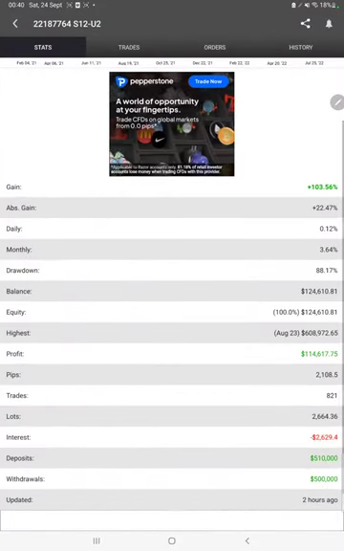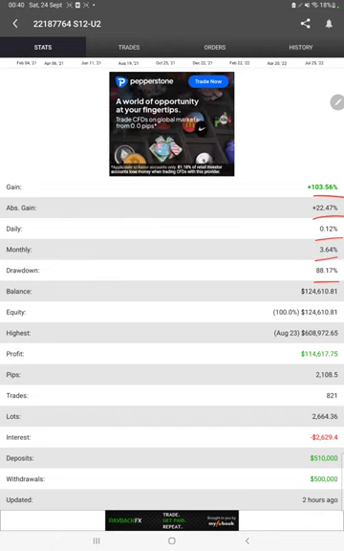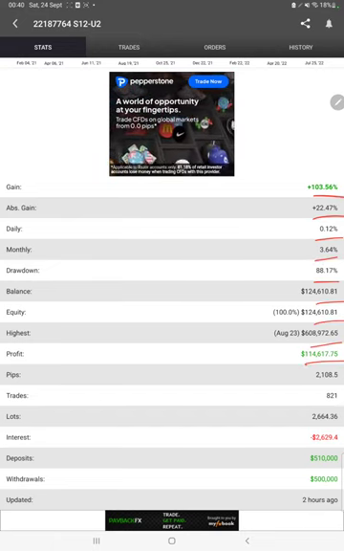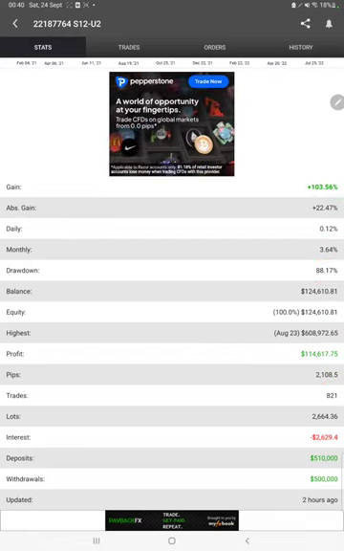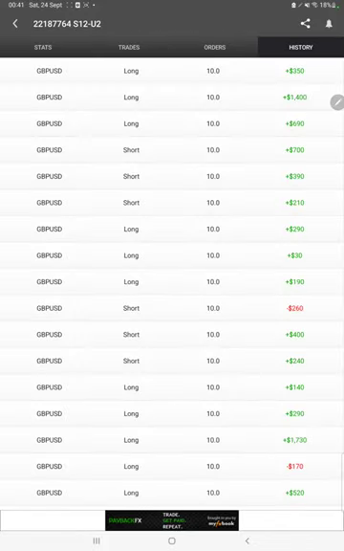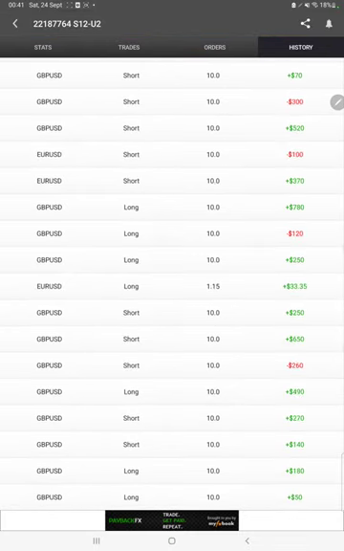Also, the FXBook statistics are available, so we can check total percentage of gain, absolute gain, daily return, monthly return, drawdown, current balance, equity, profit pips that we have achieved, and it was updated 2 hours ago. We can also see the live open rates here, verify the pending orders, and in history we can see how much profit and loss we have made and how much lot size we have traded.